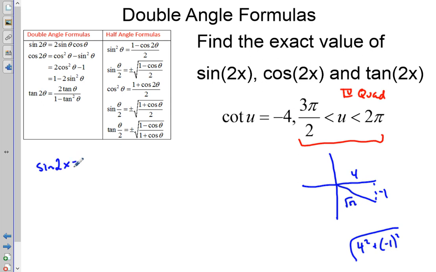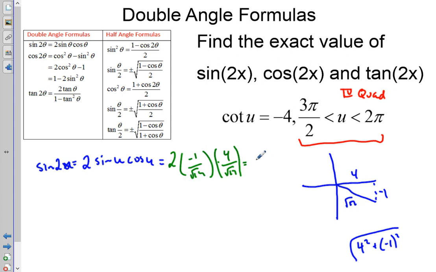So let's just really quick figure this out. If we have sine of 2u, once again we can go through here, and this can be u in this case: 2 sine of u cosine of u, which we can write out as 2 times sine of u, which is going to be -1 over the square root of 17, times cosine, which is 4 over the square root of 17, which can be simplified to -8 over 17. Okay, bada bing, bada boom.